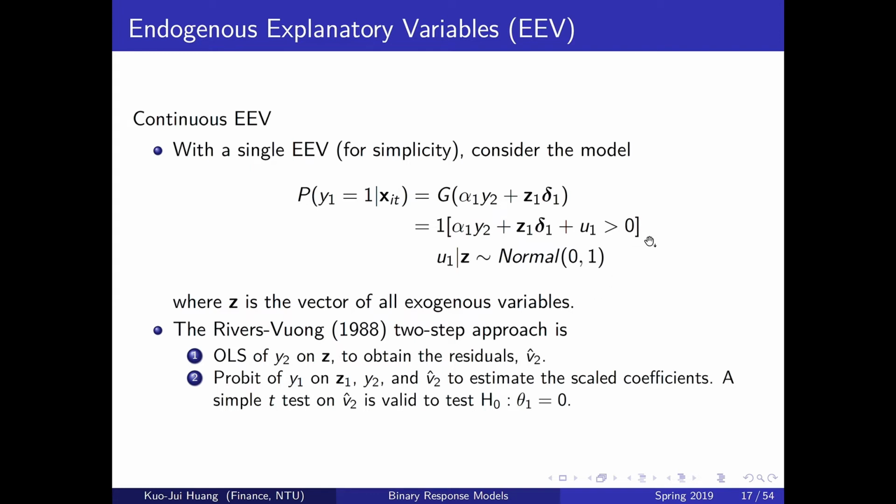We can adopt the Rivers-Vuong two-step approach to deal with endogeneity. The first step is to run the OLS regression of Y2 on Z to obtain the residuals V2 hat. The second step is to run the probit regression of Y1 on Z1, Y2, and V2 hat to estimate the scaled coefficients. And finally, we can conduct the t-test on the coefficient of V2 hat to test if it is equal to 0. If it is equal to 0, then there is no endogeneity problem. If it is not, then the endogeneity problem exists.